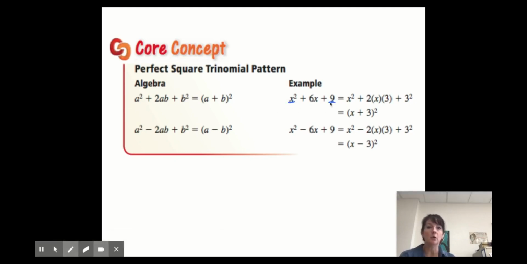When the two ends, like bookends, are perfect squares, we can take the square root of this and the square root of the 9 and write it like this in its factored form. We know that, right? If it's two positives, it's a plus sign. If it's two negatives, it's a minus sign.